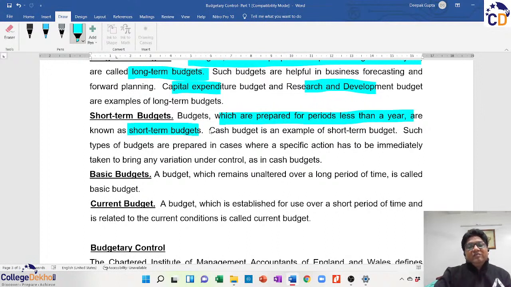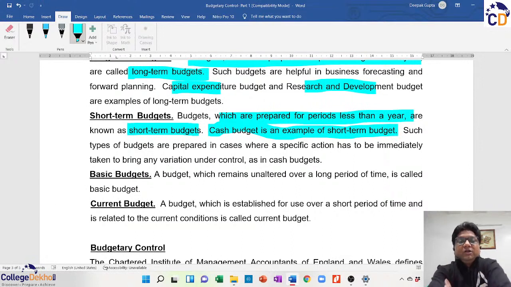You cannot make a 5 year plan for cash because you will get out of liquidity very easily. Therefore, you always prepare cash budgets for a very short period. So normally cash budgets are made quarterly. In small companies, it can be half yearly, and in very big companies, it may be monthly or maybe in some cases daily. But the normal period is 3 months. That is, you normally make quarterly cash budget.